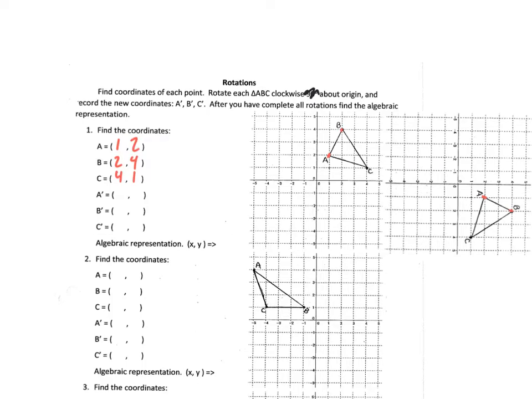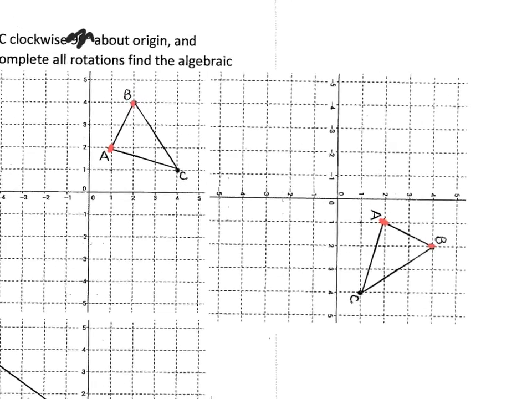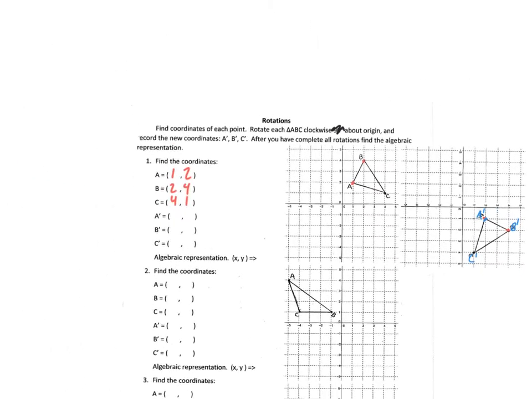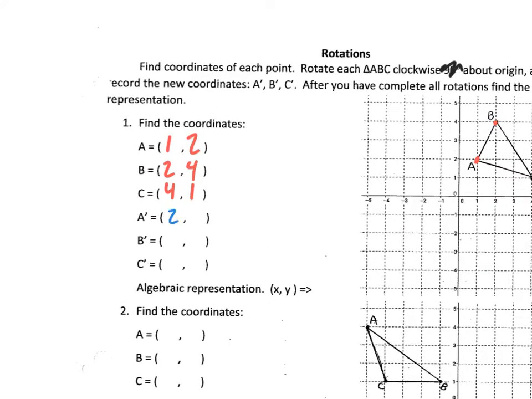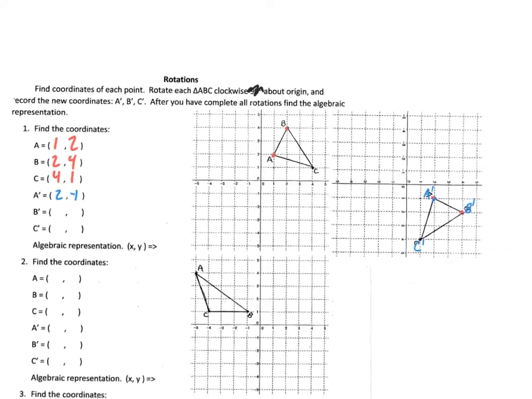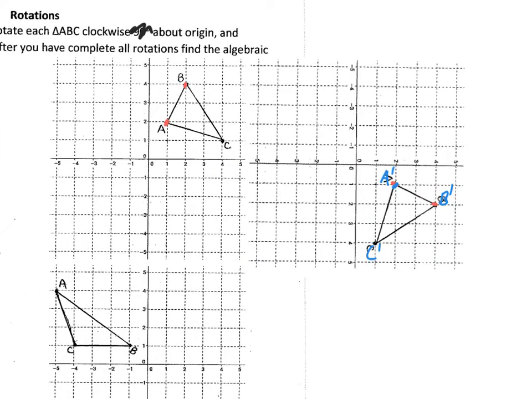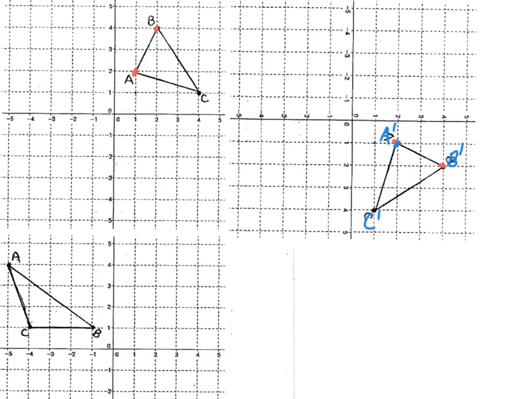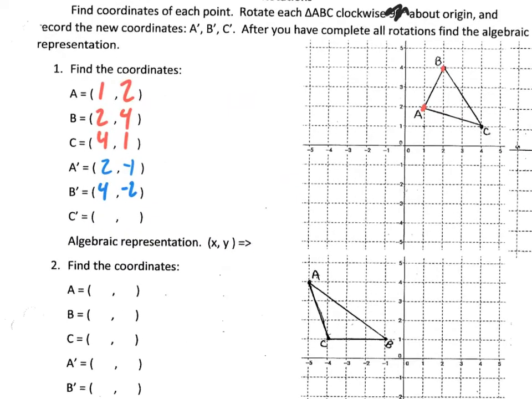So I'm going to cheat just a little bit. I know there are negatives marked right here, but I'm now going to call this point A prime, this will be B prime, and this will be C prime. My coordinates for A prime are now going to be 2, negative 1. B prime is going to be 4, negative 2. And finally, C prime is going to be 1, negative 4.